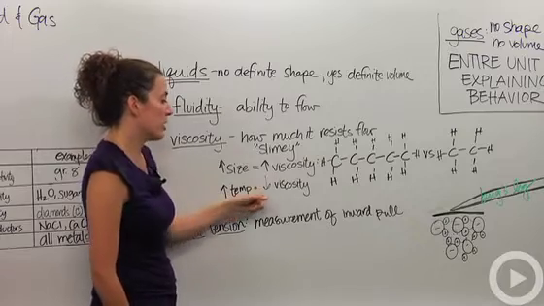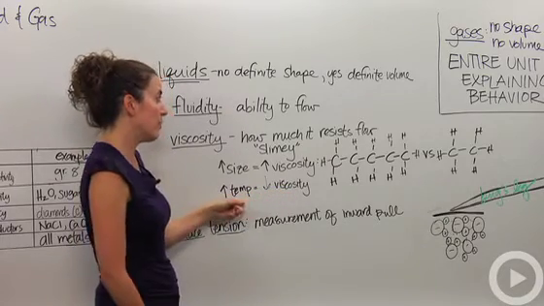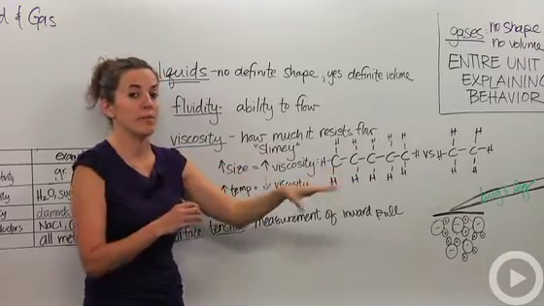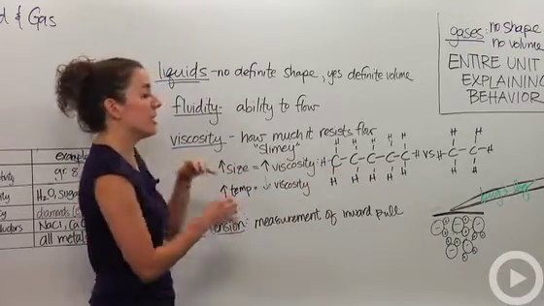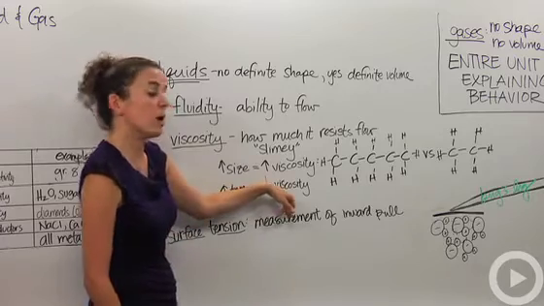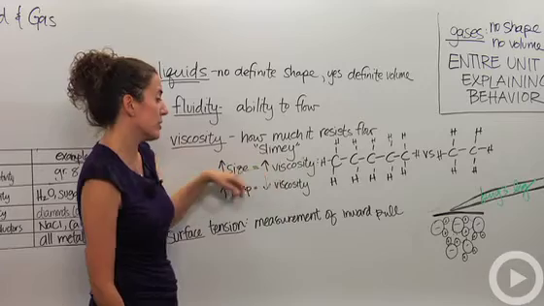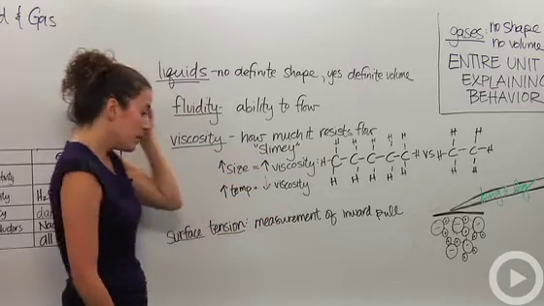As you increase temperature, the viscosity decreases. So if you increase temperature, its fluidity increases. It's able to flow more. It's able to break those IMFs, or intermolecular forces, and flow more, making its viscosity lower. So temperature and viscosity are indirectly related, and size and viscosity are directly related.